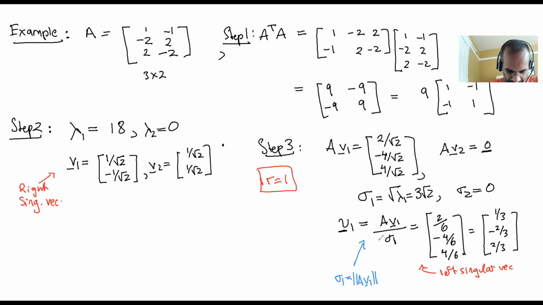Okay, any other questions? Why are they called right and left singular vectors? Well, because V1 through VR span the row space, right?